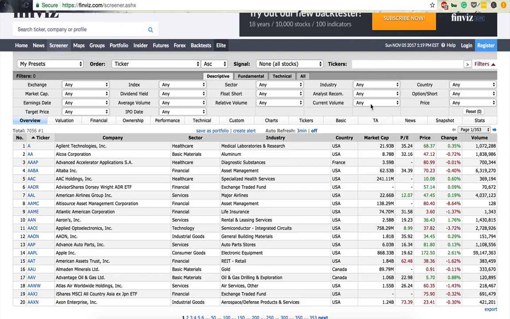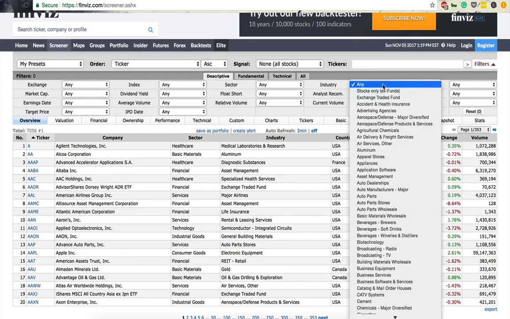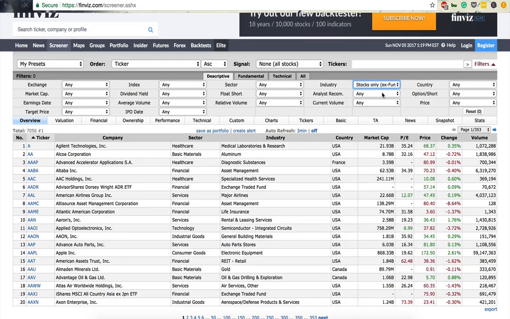Now you have to pick the stuff that works for you in the screener, but the way that I do it for finding pre-market gappers is, the first thing I do is go to industry and click on stocks only, because I only trade stocks.